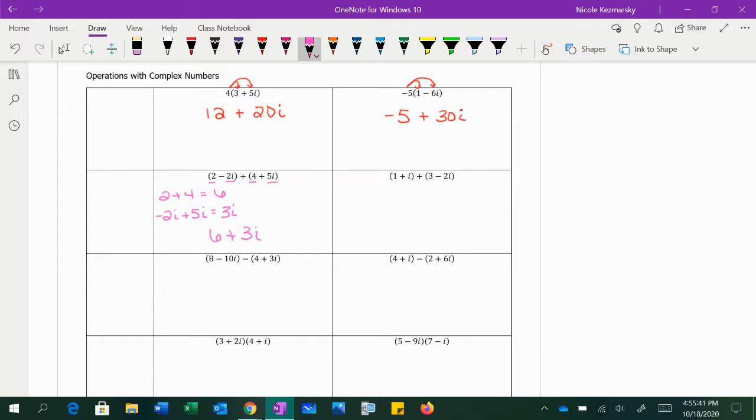Same with the next one. I'm going to find my non-i terms. So I've got a 1 and a 3 that don't have an i. And then I'm going to find my terms that have i's. So I have an i plus negative 2i, which is going to give me negative i. And so my answer is going to be 4 minus i.